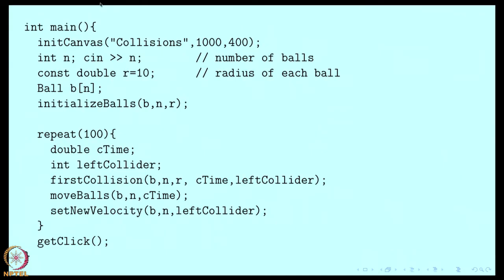And also, if the I and I plus 1 balls collide, then left collider will contain at the end I. So left collider will also be another reference argument. Then, as per the algorithm given, we will move the balls until C time. So we'll simulate the movement for C time, and that will just mean that we have to move the balls on the screen. Then we will set the new velocity and then we'll repeat. Okay, so the details should be explained, and they are something like what we said earlier.